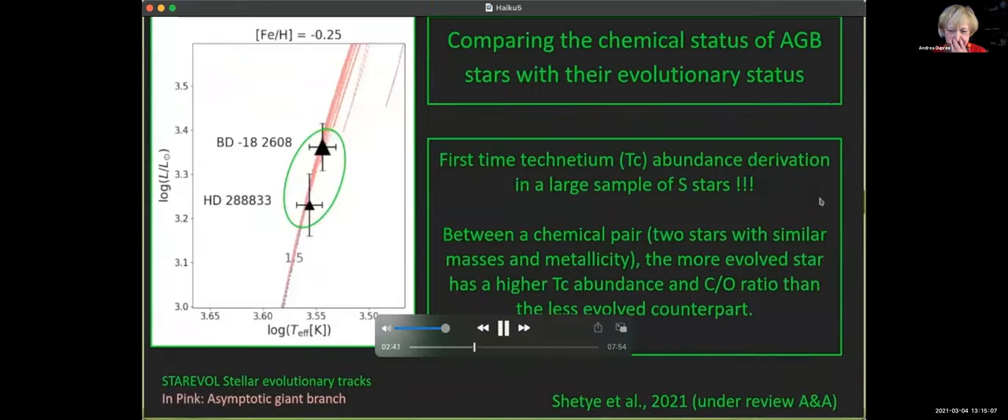We also then compared the chemical status of these AGB stars with their evolutionary status and found a very nice agreement between the heavy elements production in these stars and their evolutionary status or their location in the HR diagram.